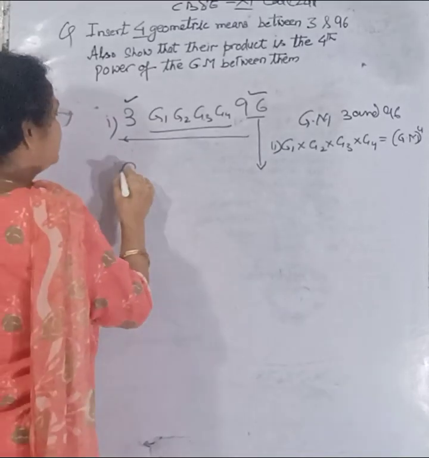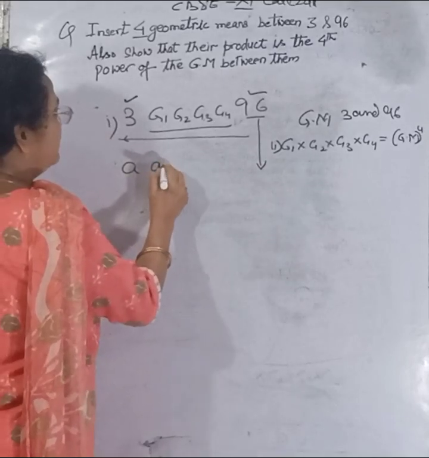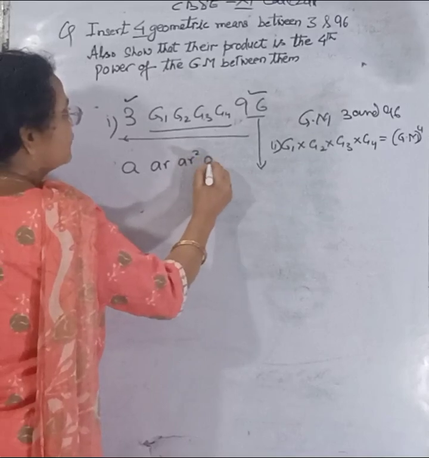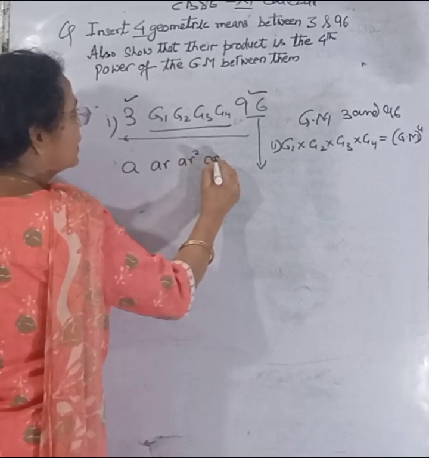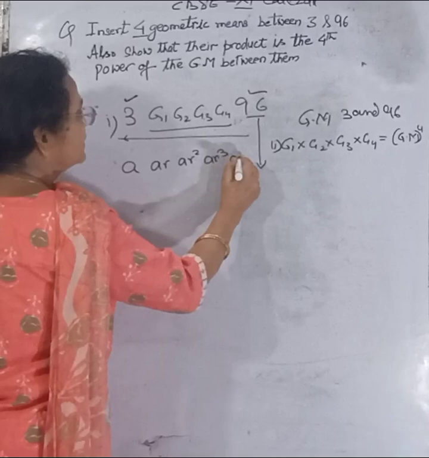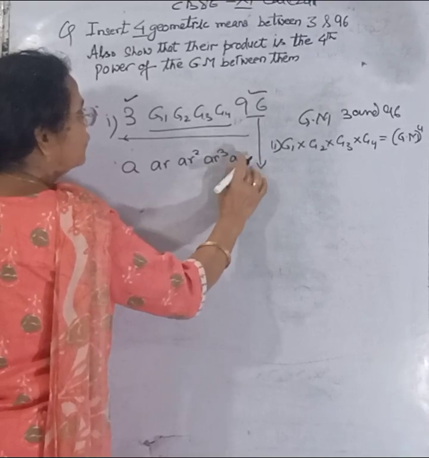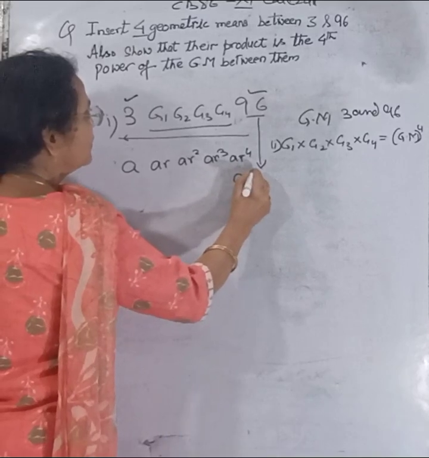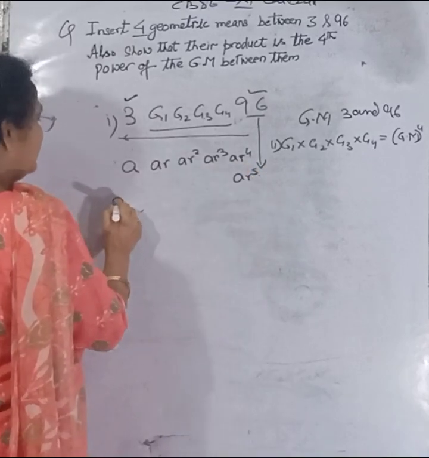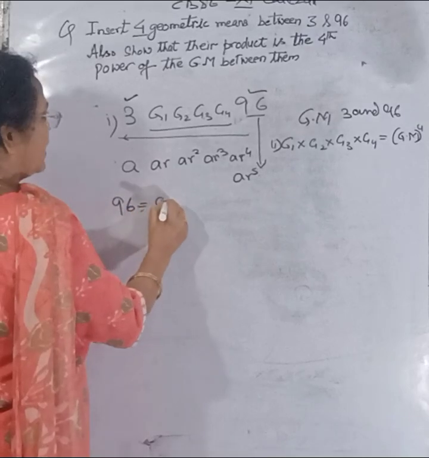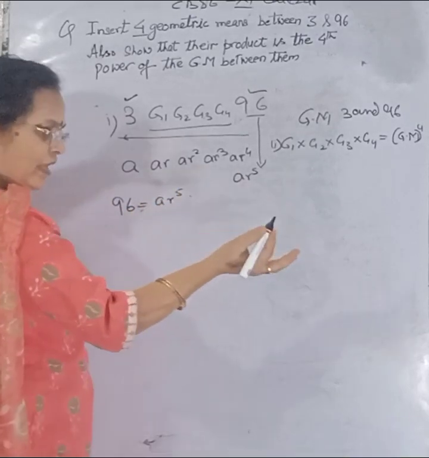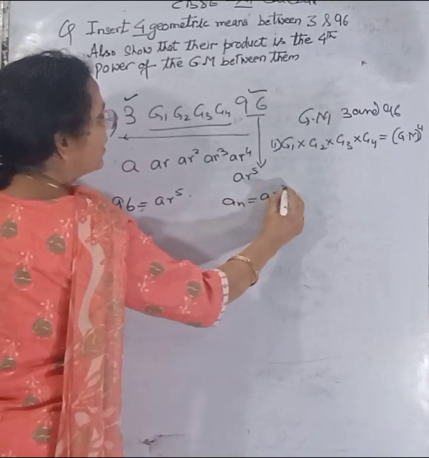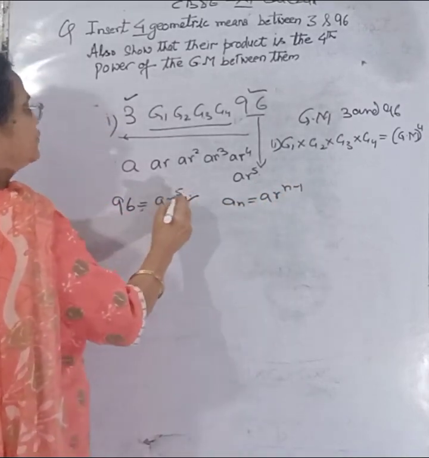If A is the first term, then second will be AR, third will be AR square, fourth will be AR cube, fifth will be AR to the power 4, and sixth will be AR to the power 5. It means 96 will be equal to AR to the power 5. As our formula, the nth term of a GP is equal to A into R to the power n minus 1. Same is the condition over here.